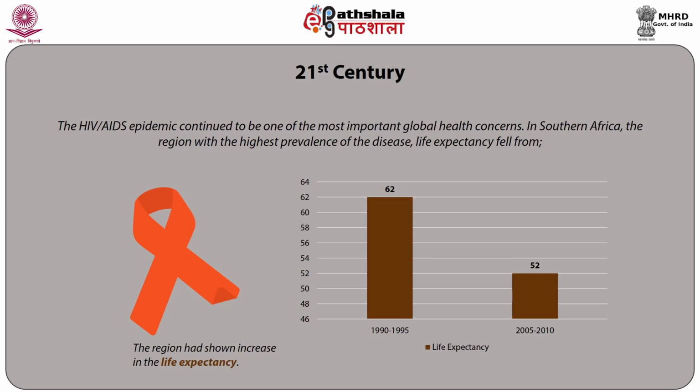The HIV/AIDS epidemic continued to be one of the most important global health concerns. In Southern Africa, the region with the highest prevalence of the disease, life expectancy fell from 62 years in 1990-1995 to 52 years in 2005 to 2010. The region had shown increase in life expectancy.